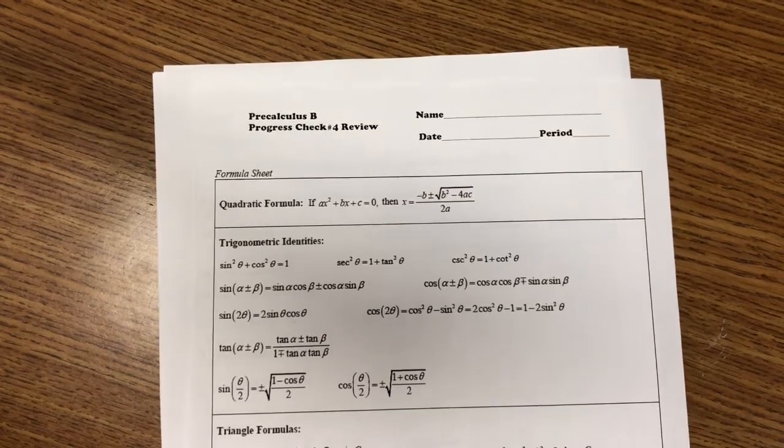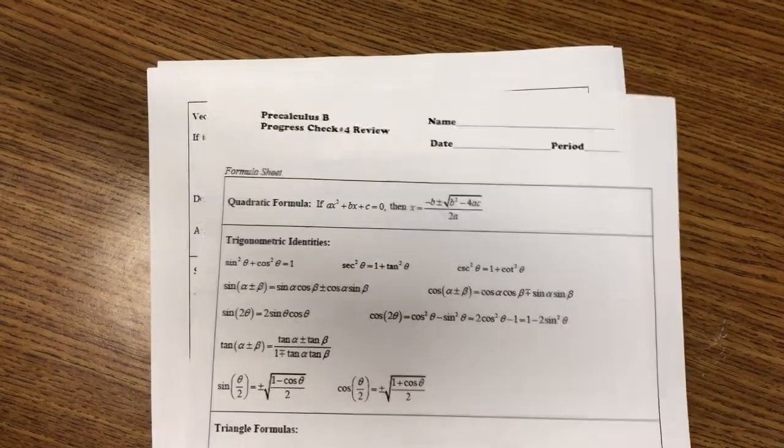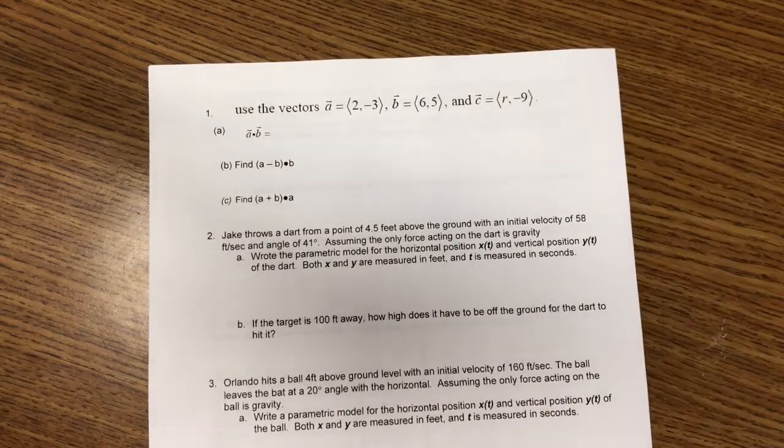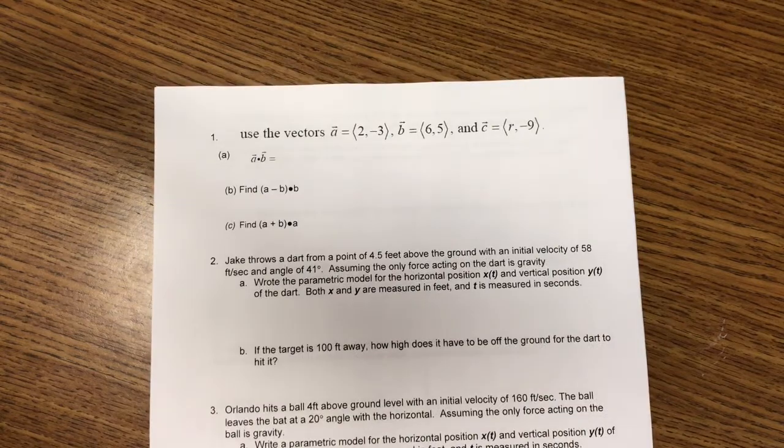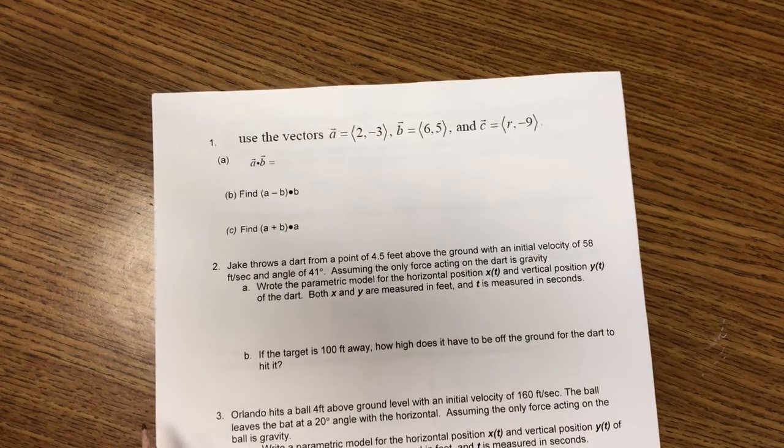This is a video for the pre-calculus quarter 4 progress check review. The first 2 pages are your formula sheets, and then number 1, A dot product B.